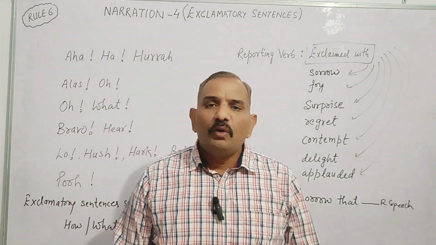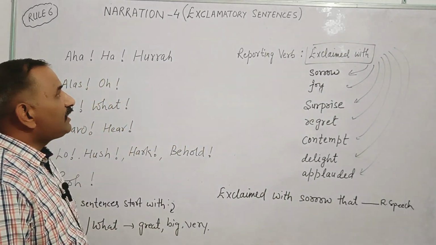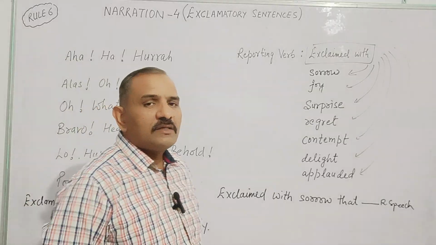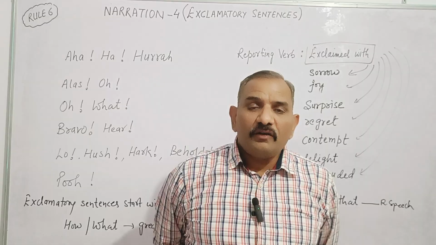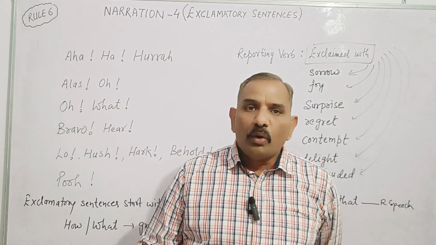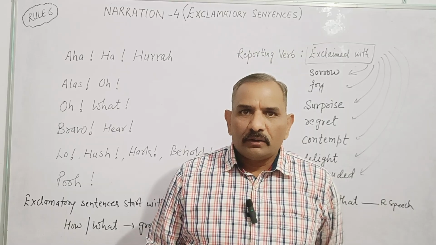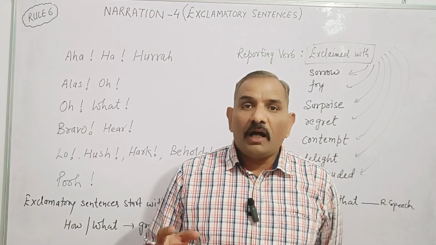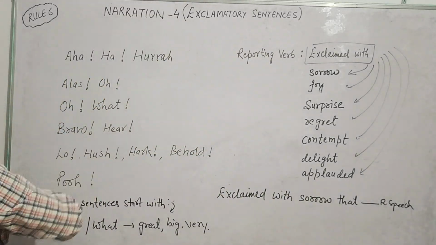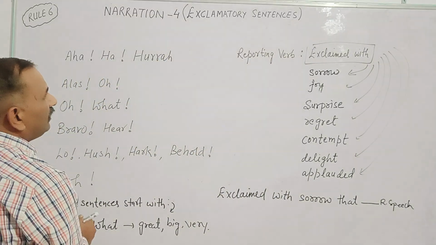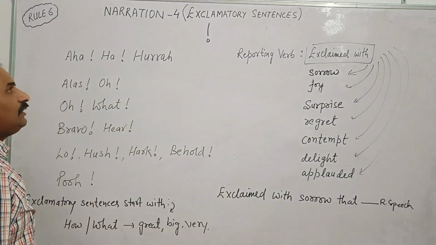So you know what exclamatory sentences are. Exclamatory sentences are those sentences which express a feeling, a sudden feeling, like, oh, what's happened? What are you doing? Oh, hooray, alas. These are some words that show exclamation. Exclamatory sentences are the sentences having the sign of exclamation at the end.